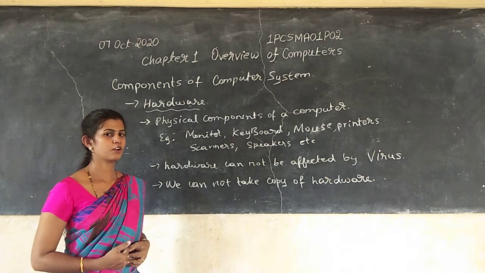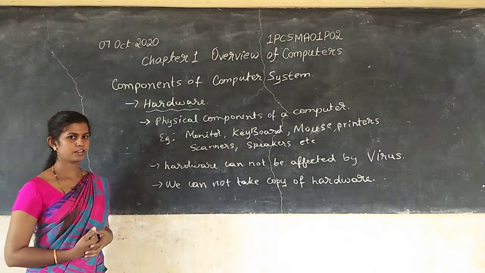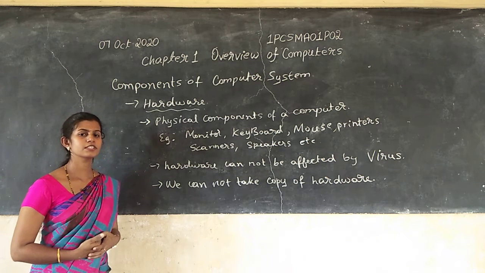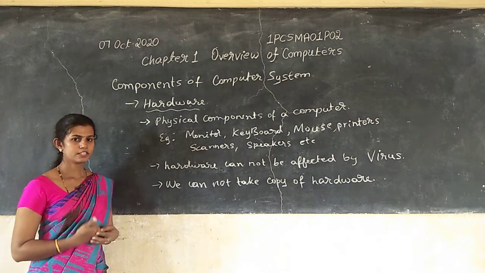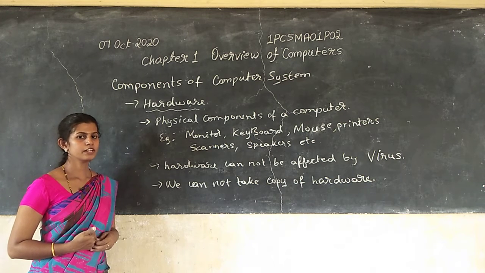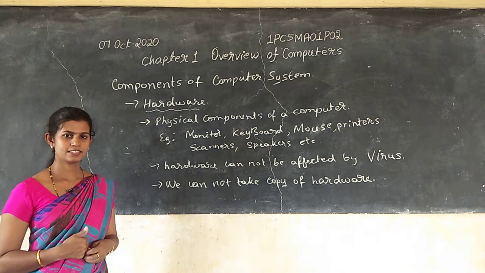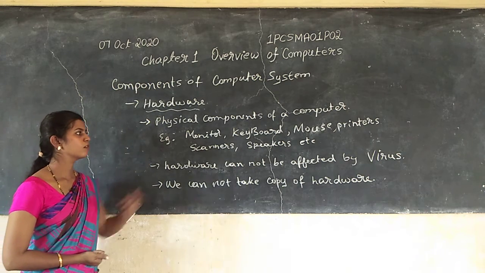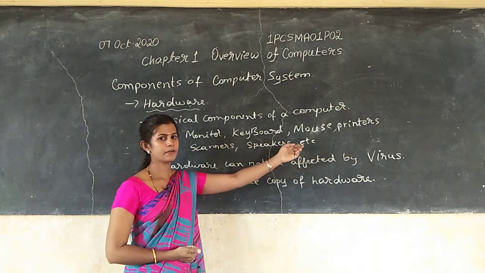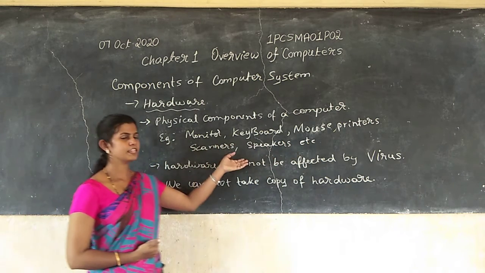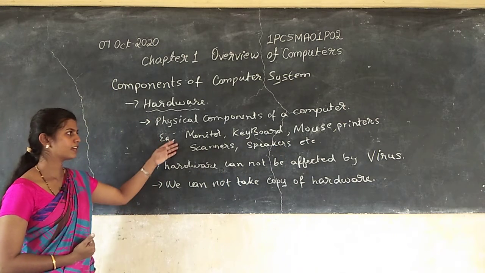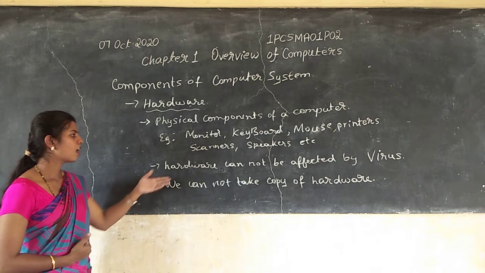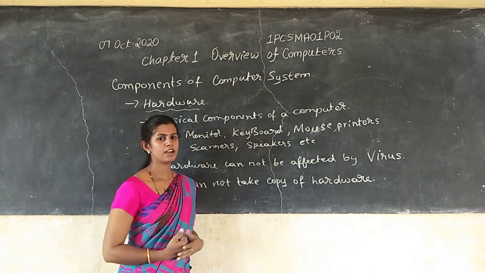The first component of computer is hardware. What is hardware? It is the physical component of a computer. Physical component in the sense the component which you can touch and see. Some examples of hardware are monitor, keyboard, mouse, printers, scanners, speakers, etc. These are examples of hardware devices.